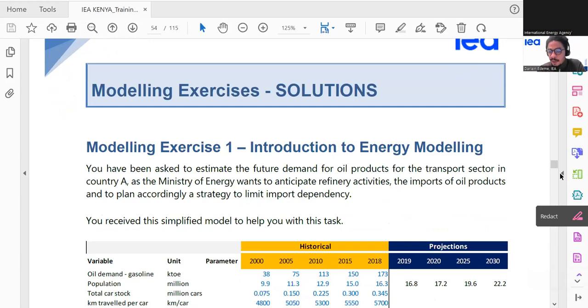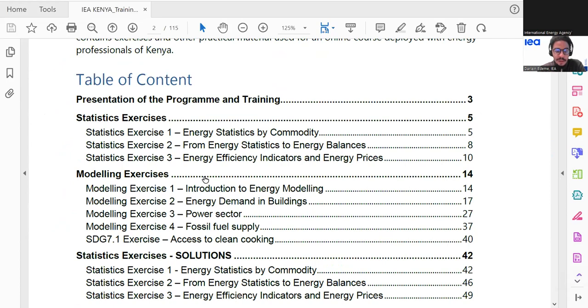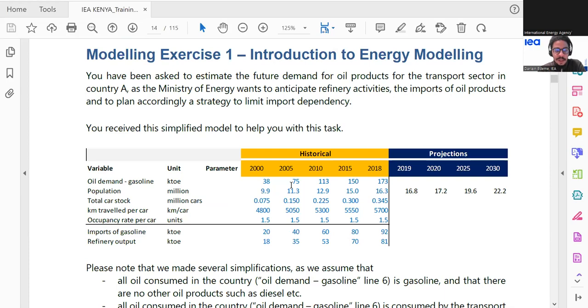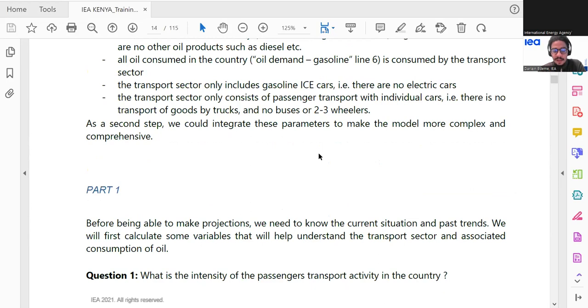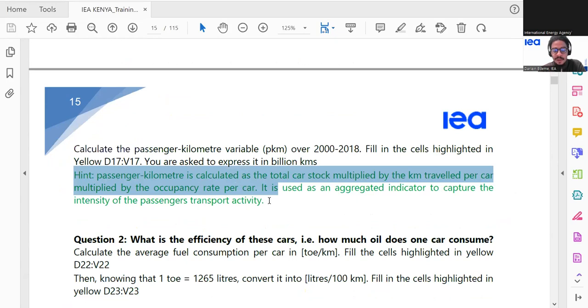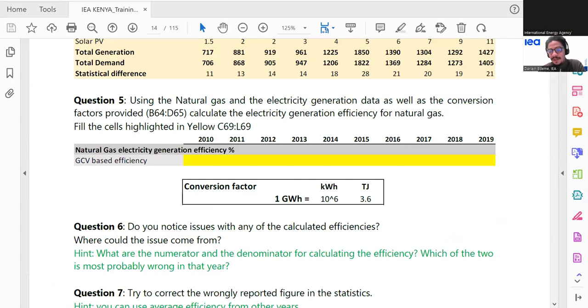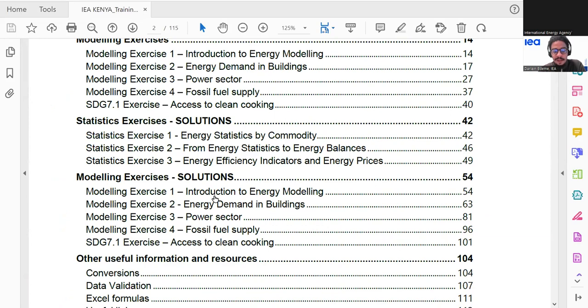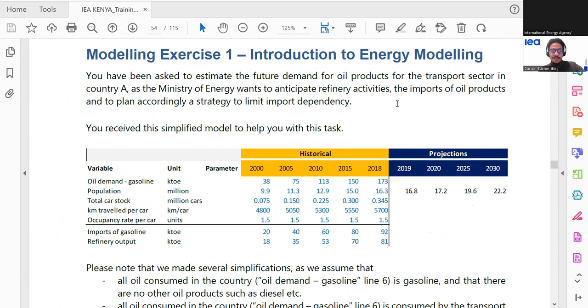I will go up actually. So if you are here, you can go to the introduction to energy modeling exercises. In this section you just have the exercise with the questions. For each question, you have a small hint that we gave you to help you. My suggestion is, again, don't look at the hint before trying to answer, because maybe it will bias your approach. And at the end, you will find the modeling exercise solutions.